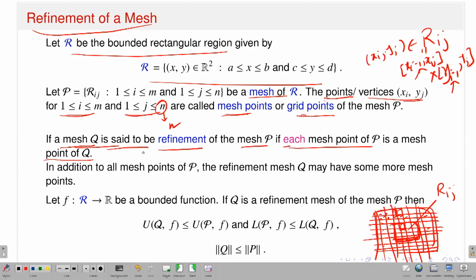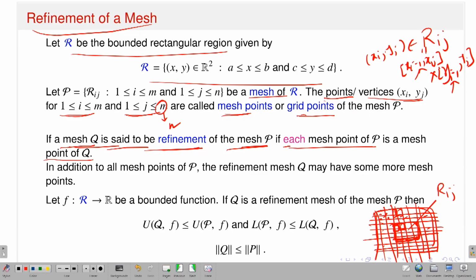A mesh Q is said to be a refinement of the mesh P if each mesh point of P is also a mesh point of Q. So, that is all. If I have a grid point here, that is also a grid point of this smaller one. That is, xi, yj, any point on the boundary, is also a mesh point of your finer partition Q.